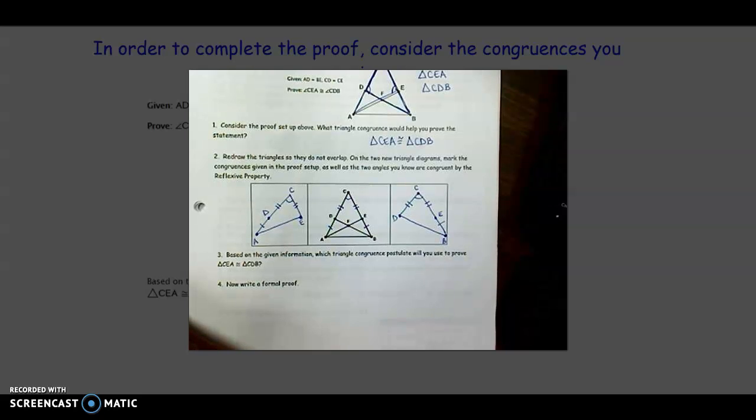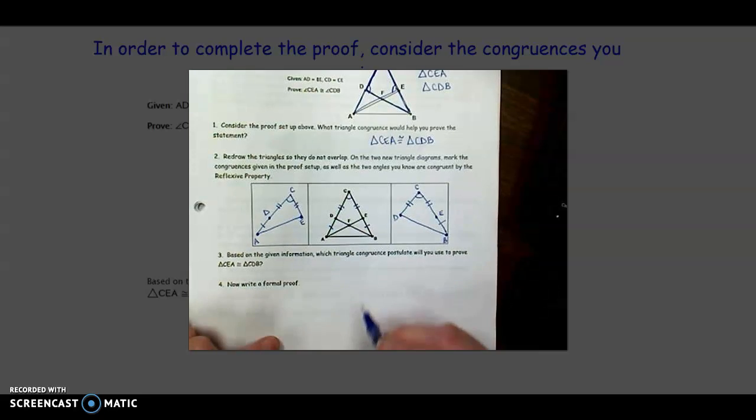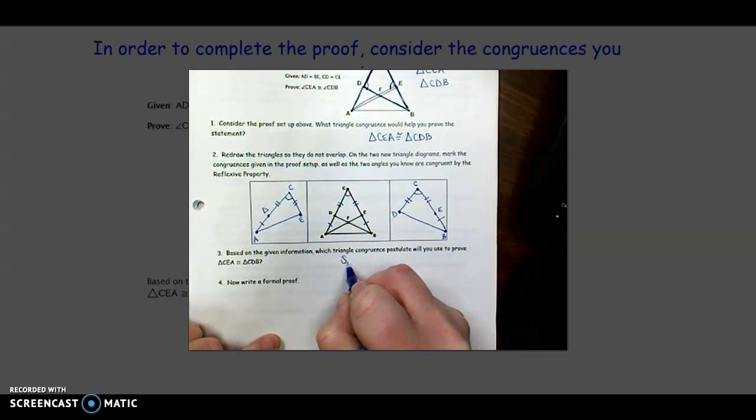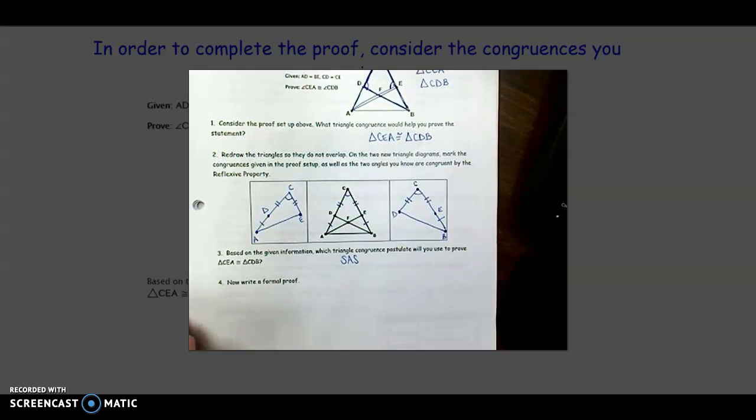So in our plan of attack, based on the given information, which of our five postulates, which one of our five shortcuts do you think we're going to be using to prove these two triangles are congruent? I hope you can see that we're going to have two pairs of sides and one pair of angles. And the angle is in between. We call it the included angle of the two sides. So that triangle congruence postulate that we should be using in this proof is SAS.